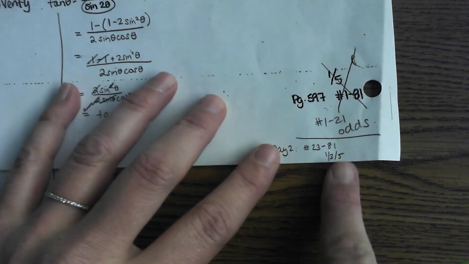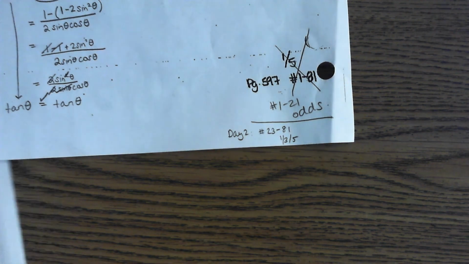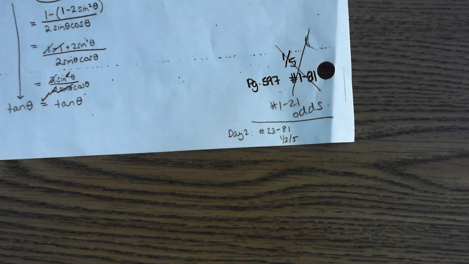Sometimes I'll exclude you from using those because they can be that easy and it eliminates the purpose of a proof. But your homework for tonight, day 2, same page, 23 through 81, 1s, 3s, and 5s. So we did the 1 through 21. Now this is all your identities to start anyway. So 1s, 3s, and 5s.